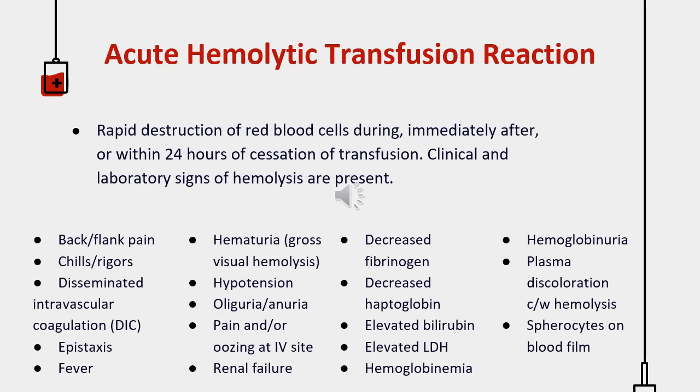An acute hemolytic transfusion reaction is a rapid destruction of red blood cells during, immediately after, or within 24 hours after receiving a blood transfusion. Clinical signs and symptoms and laboratory signs and symptoms of hemolysis are going to be present. The list of signs and symptoms here could all be present or could be present in a cluster of 1, 2, or more. It is important that with any suspected reaction, we stop the transfusion, notify the laboratory staff, and that a post-transfusion or suspected transfusion reaction workup be performed.